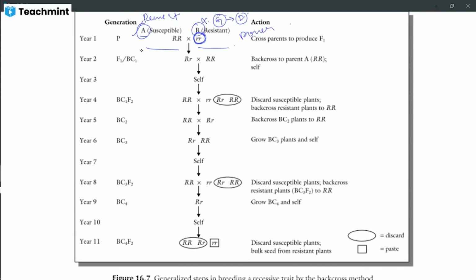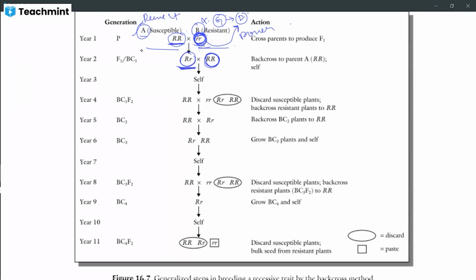So A is crossed with the dominant one and B with the recessive, and this is the recessive gene which imparts the resistance to the disease. If you perform a cross between these two, you will get a heterozygote progeny, right? And after getting the heterozygote progeny, you need to cross with the A parent, because you require the genome of A parent at last. Is it okay?